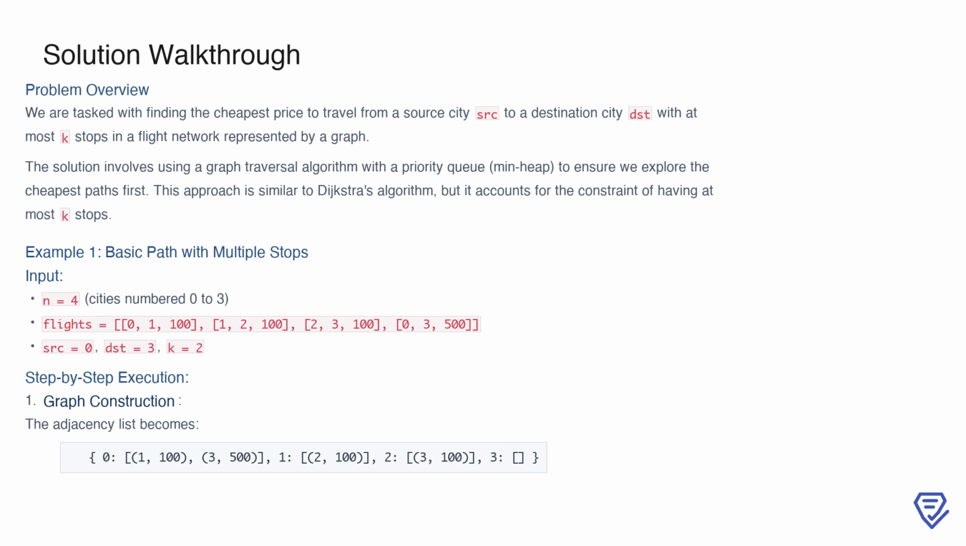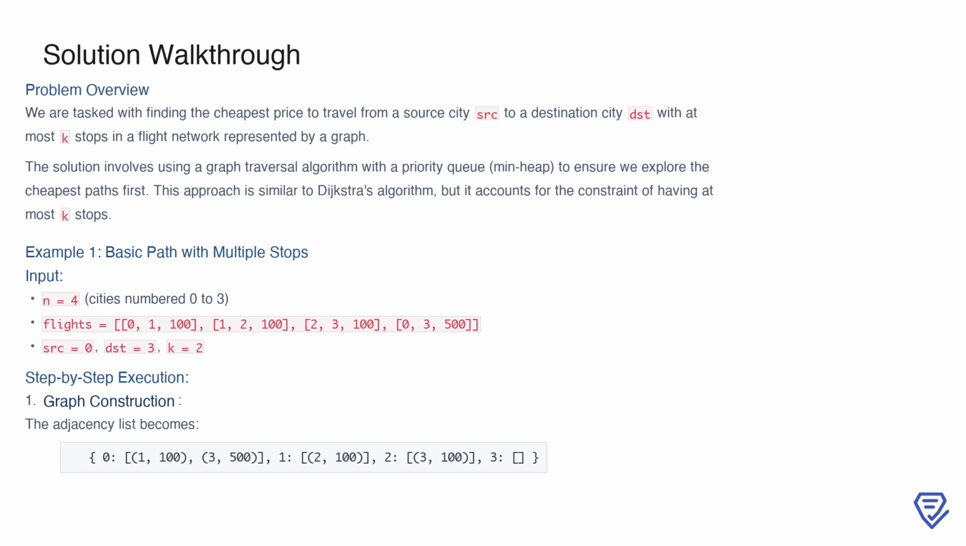To solve this problem, we need to find the cheapest price to travel from a source city to a destination city, but with the added constraint of having at most a certain number of stops. The flight network is represented as a graph, where cities are nodes and flights are edges with weights corresponding to the flight costs. Because we want to explore the cheapest paths first while keeping track of the number of allowable stops, we use a priority queue, or min-heap. This approach shares similarities with Dijkstra's algorithm but is adapted to handle the additional constraint of limiting stops.